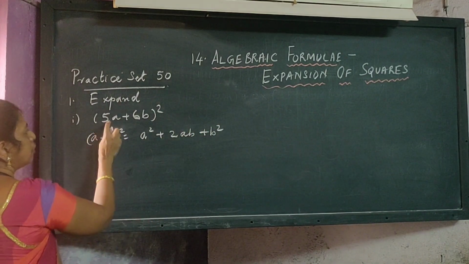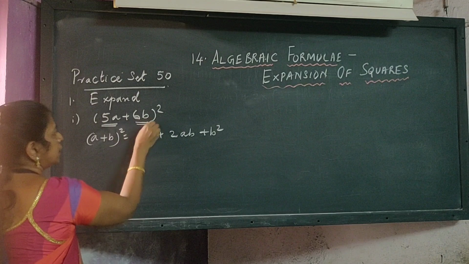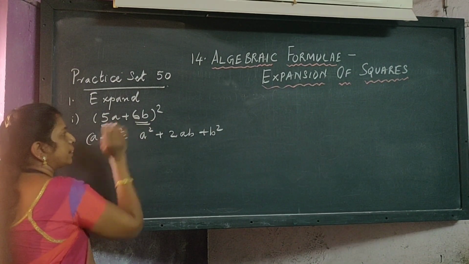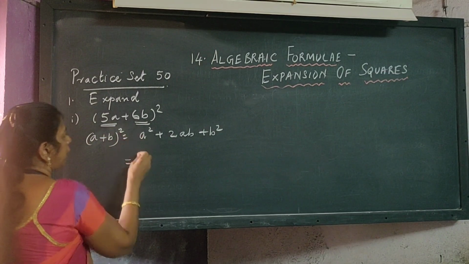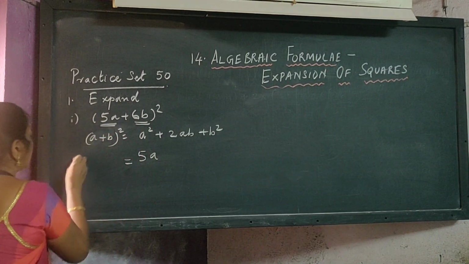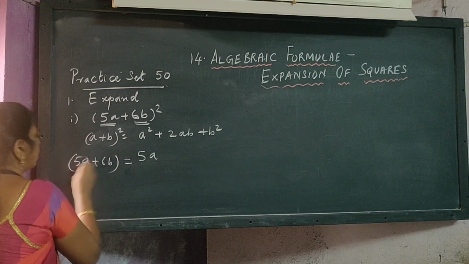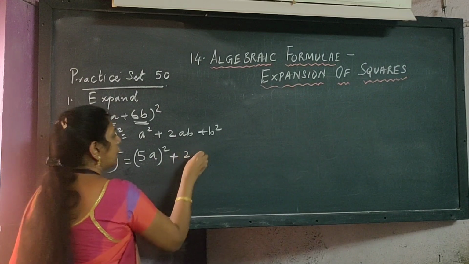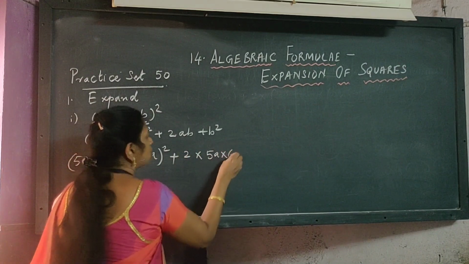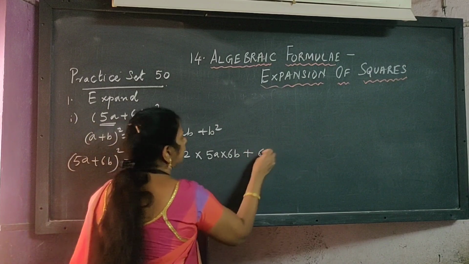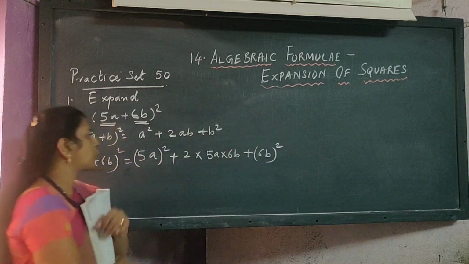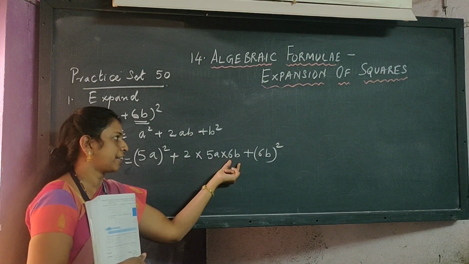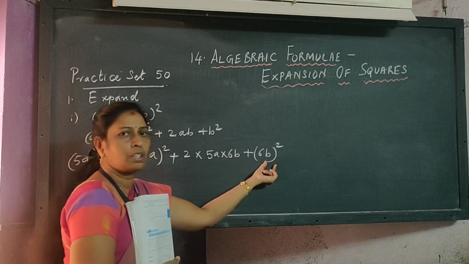Now here you will consider 5a as the first term, 6b you will consider as the second term. So we are going to apply the formula in this sum. So instead of first term we will write (5a plus 6b) the whole square. So it will become first term the square plus 2 into first term into second term plus second term the whole square. So we know the formula, that is first term square plus 2 into first term into last term plus last term the whole square.